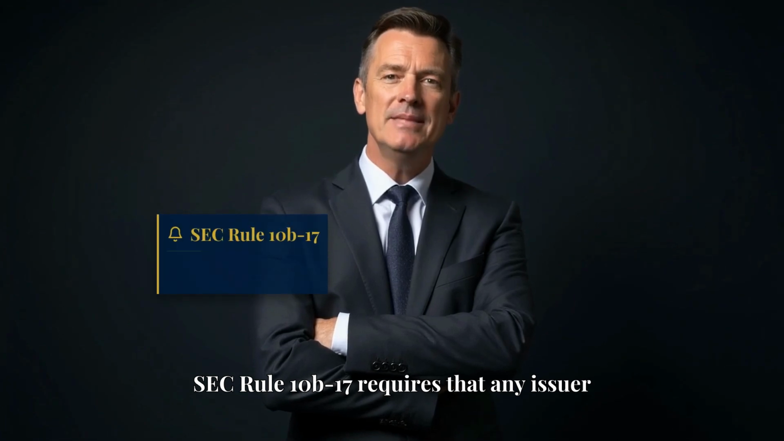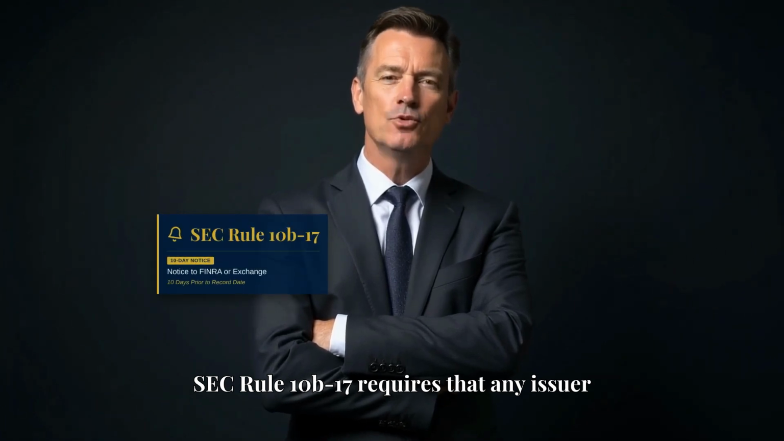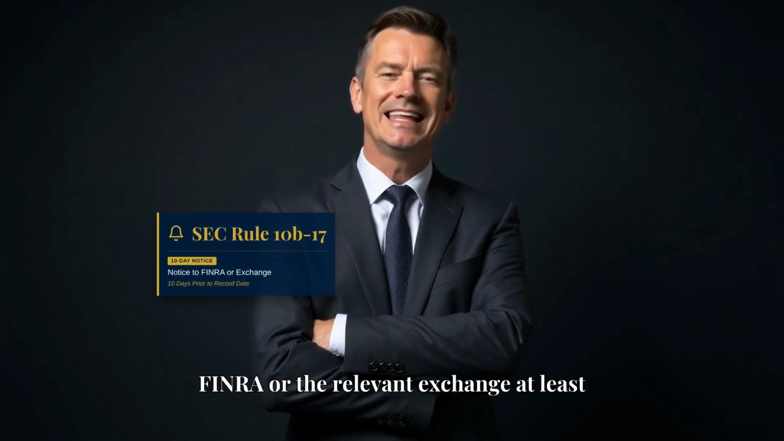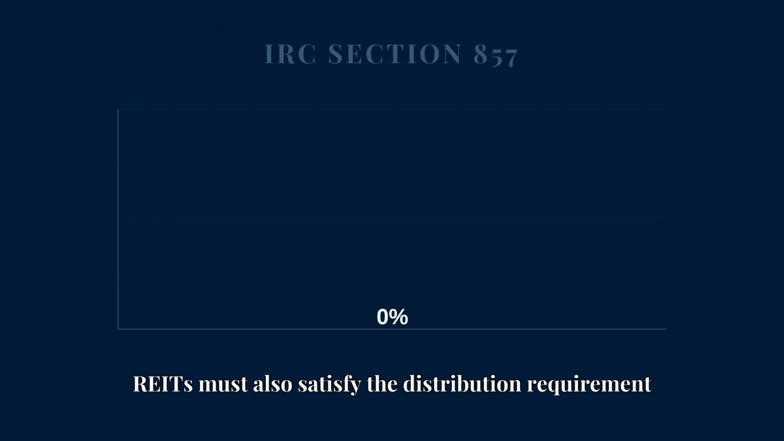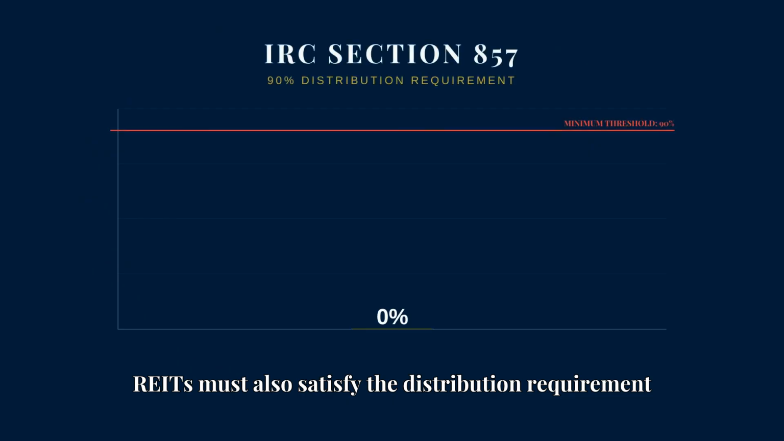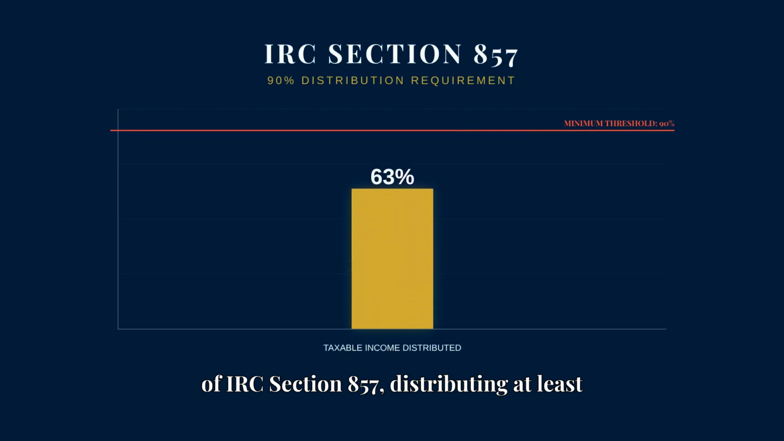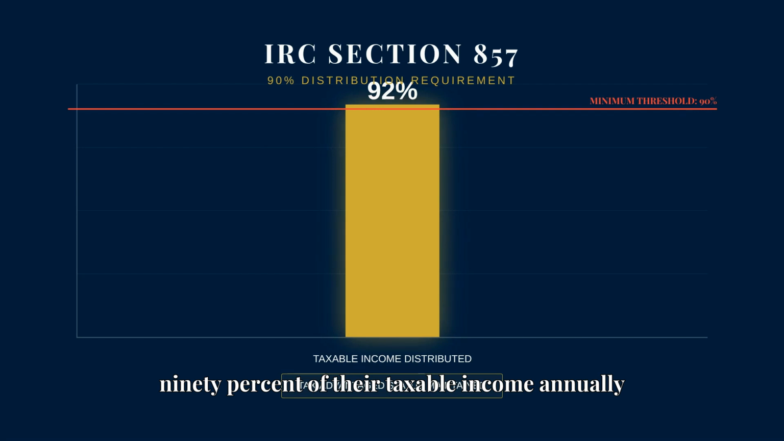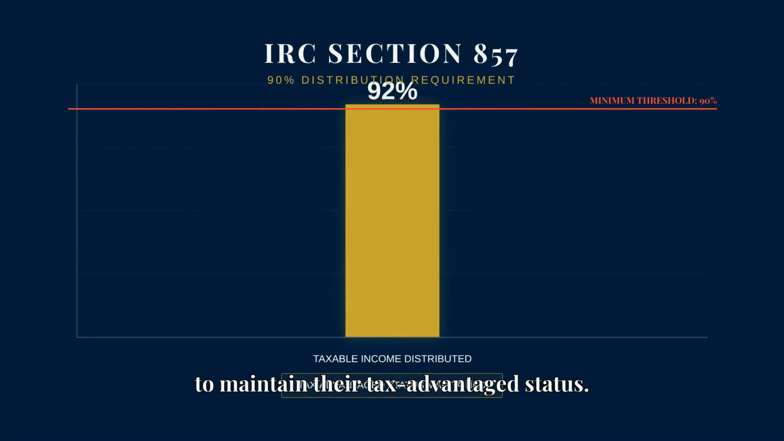SEC Rule 10b-17 requires that any issuer of publicly traded securities provide notice to FINRA or the relevant exchange at least 10 calendar days prior to the record date for any distribution. REITs must also satisfy the distribution requirement of IRC Section 857, distributing at least 90% of their taxable income annually to maintain their tax-advantaged status.